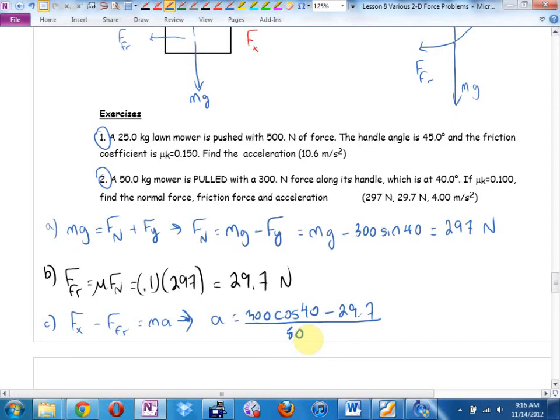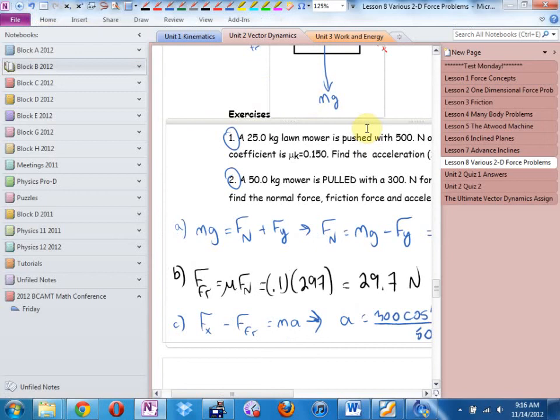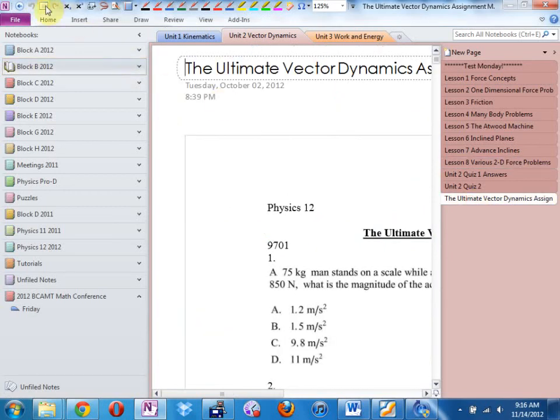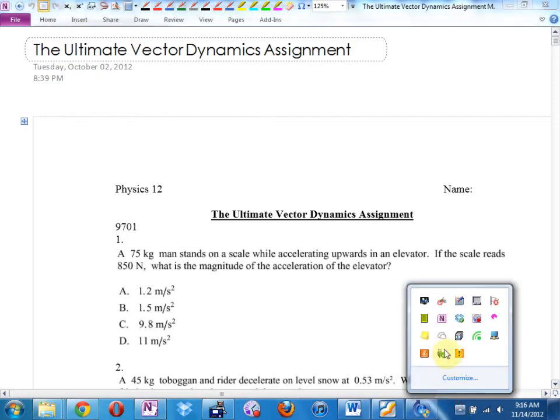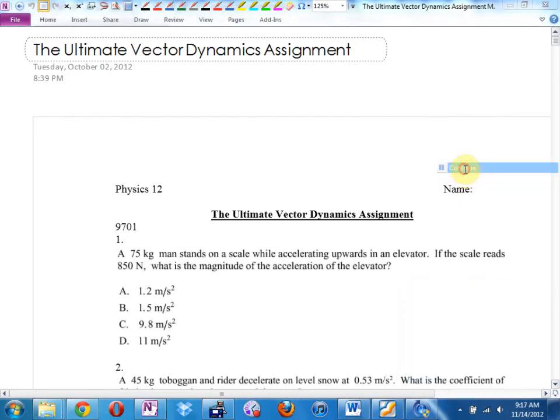Can you all get out the great big unit review, the ultimate vector dynamics assignment? This one here, please. There's always a stapler up there, and there's always a stapler back there where you hand stuff in, or there should be, unless kids move stuff around. So if you look at the ultimate vector dynamics review, this is due on Monday, the day of your test.